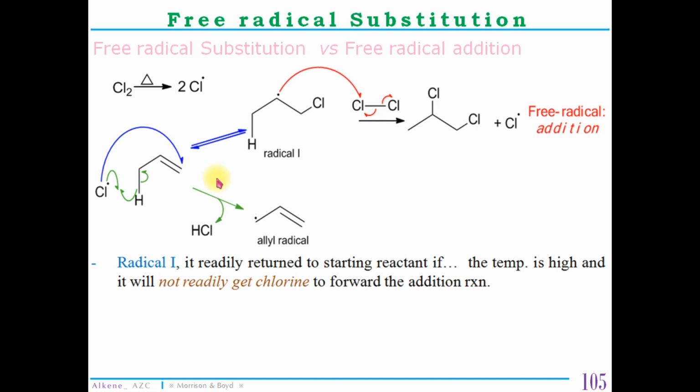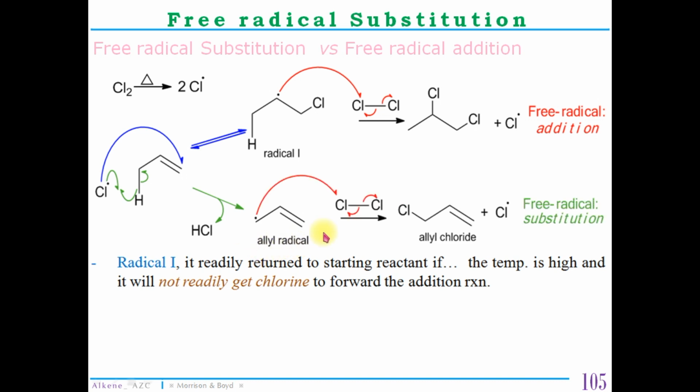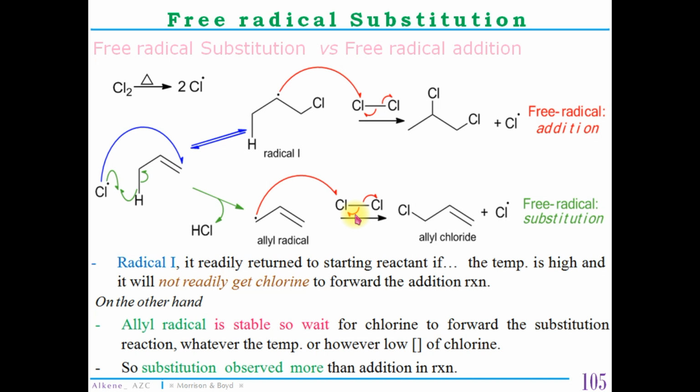In the second reaction, the chlorine radical interacts with this hydrogen, which gives hydrochloric acid and an allyl radical. In the next step, the allyl radical interacts with chlorine gas and gives allyl chloride and a chlorine radical. It's a free radical substitution.